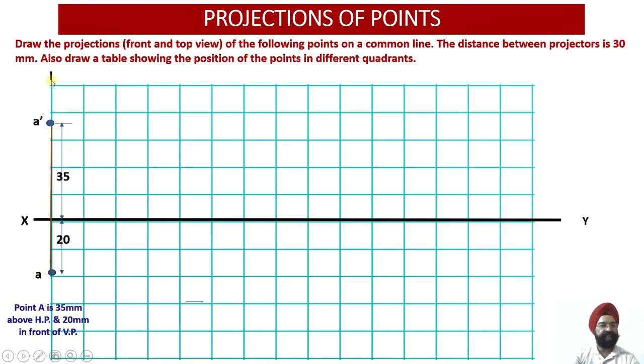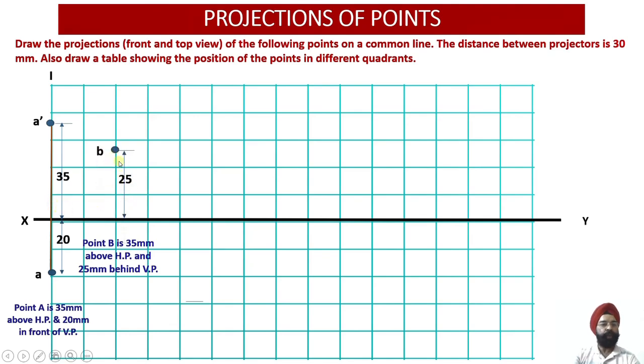And in which quadrant does it lie? Quadrant number 1. Leave 30 mm from this projection line. 30 mm from this, draw the projections of the point B. So for every point projection we are going to leave 30 mm distance from the previous one.